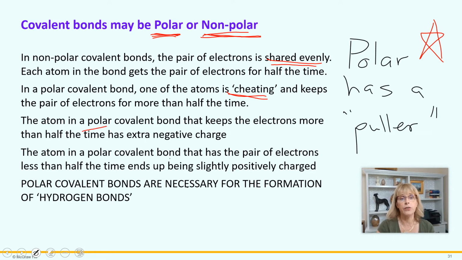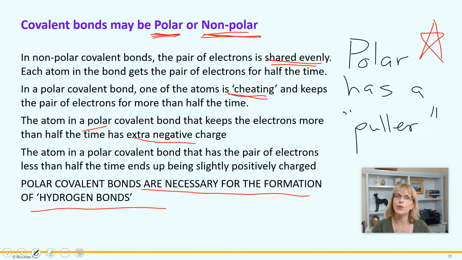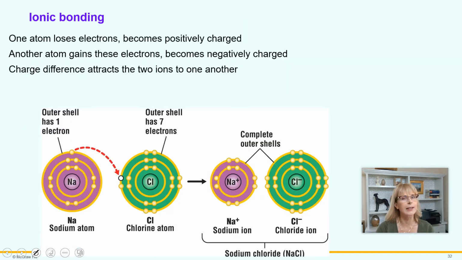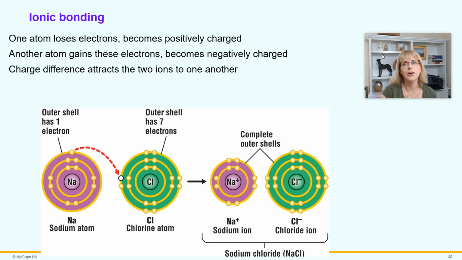Now, in a polar covalent bond, whichever atom is hanging on to those electrons for more than half the time is going to be slightly negatively charged. And the one that doesn't get 50% of the time, it has less than half the time, it will end up being slightly positively charged, right? Polar covalent bonds are necessary for the formation of hydrogen bonds, and we will be talking about that in a little bit. Before we talk about that, let's talk about ionic bonds, all right?